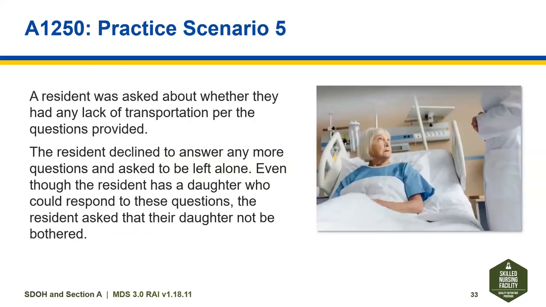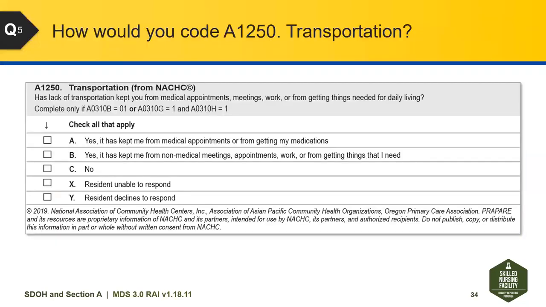So let's try another coding scenario for A1250. A resident was asked about whether they had any lack of transportation per the questions provided. The resident declined to answer any more questions and asked to be left alone. Even though the resident has a daughter who could respond to these questions, the resident asked that their daughter not be bothered. So based on the scenario, how would you code A1250 transportation?